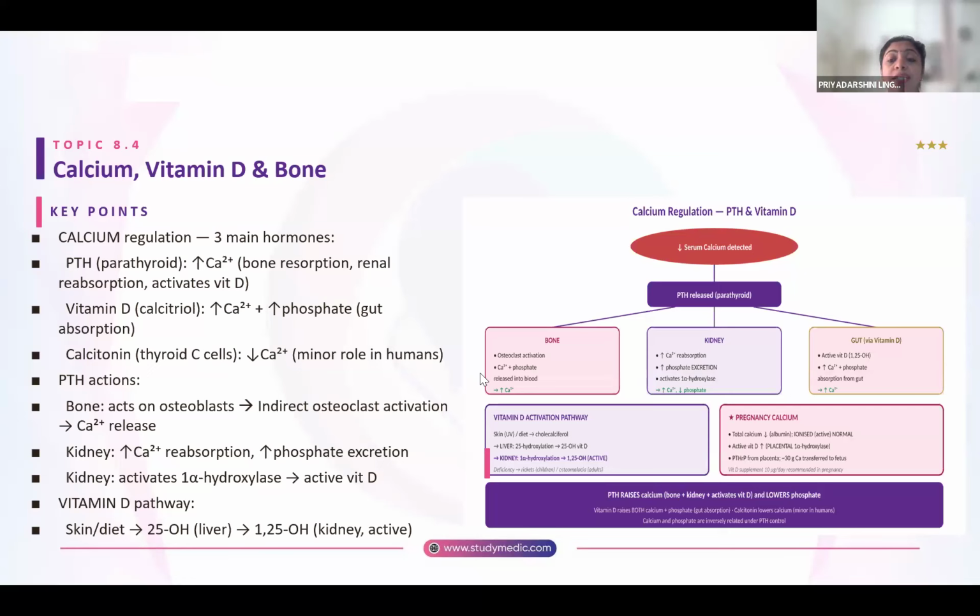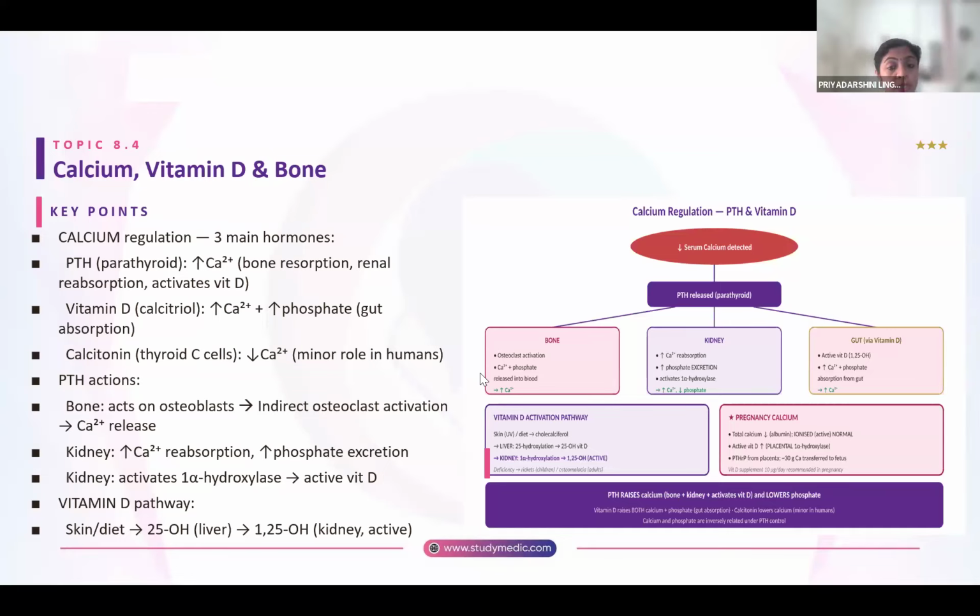So let us see how this parathormone actually functions. Parathormone acts on three different organs. One is the bone. In bone, you need to understand that the final action has to be to raise the levels of calcium. A reduction in serum calcium level is the one that is going to activate your parathormone.